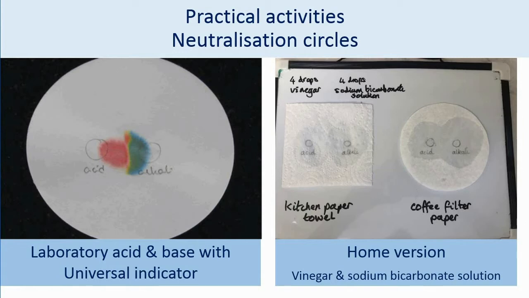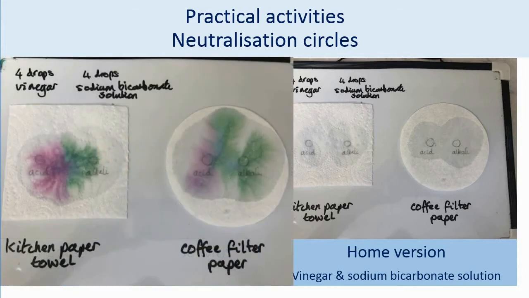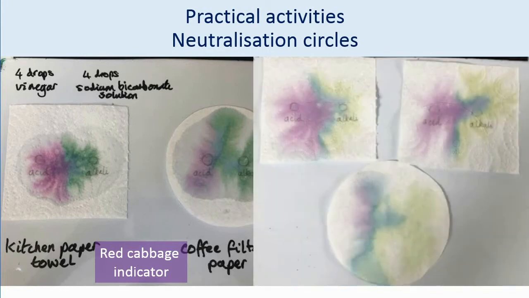When red cabbage indicator is added to the paper, this is the result. As the paper dries, the colour becomes more distinctive. This type of activity also helps to develop your students' practical and problem-solving skills, and it also makes a good piece of project work.